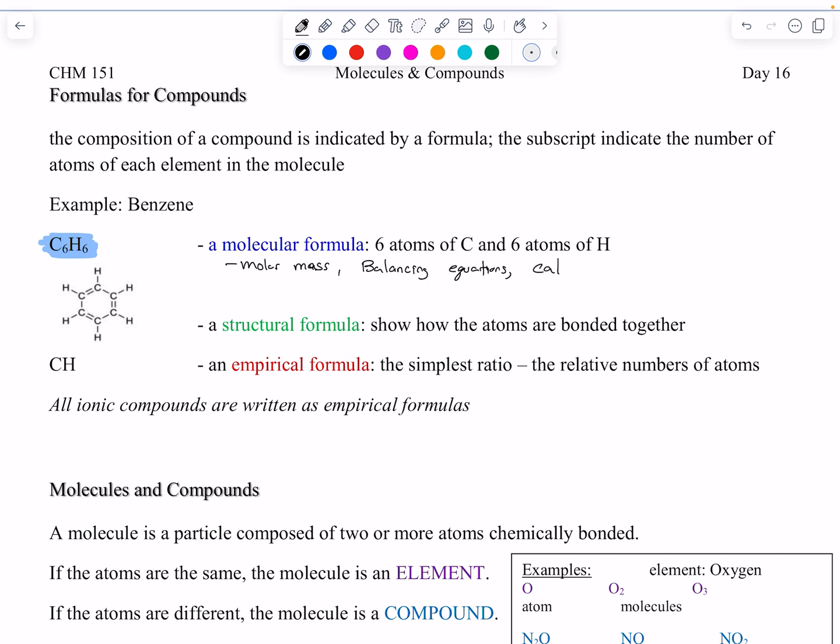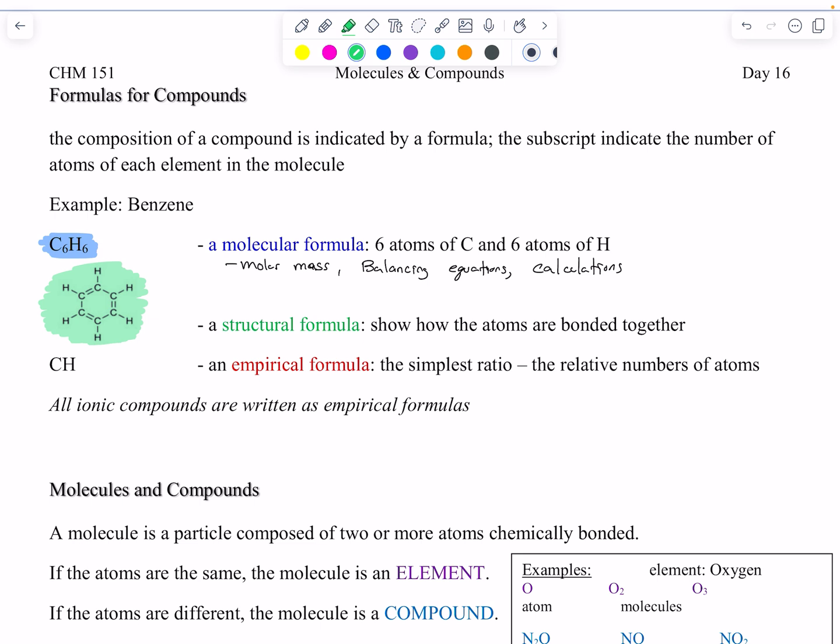Right, calculations. We use that the most. All right. Then there is the structural formula, right? And this shows how they're put together, all right? As you can see, they show you how the H's and the C's and how many bonds. That's the structural formula. That's very important later on. Now, we're not there yet. We're not doing that yet, right? And so that's okay, but that's how it's done, all right?